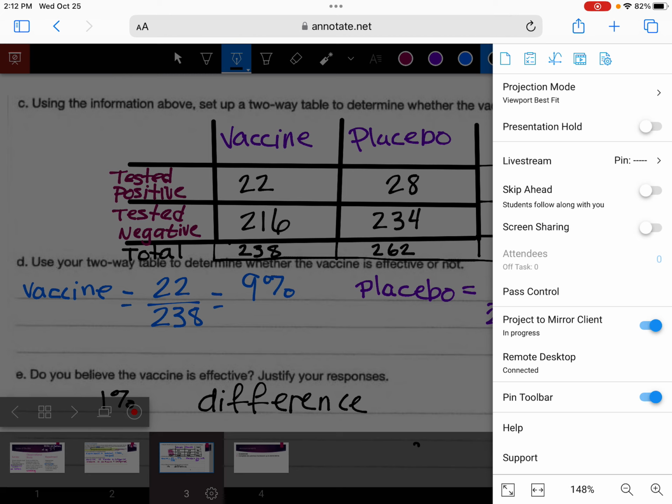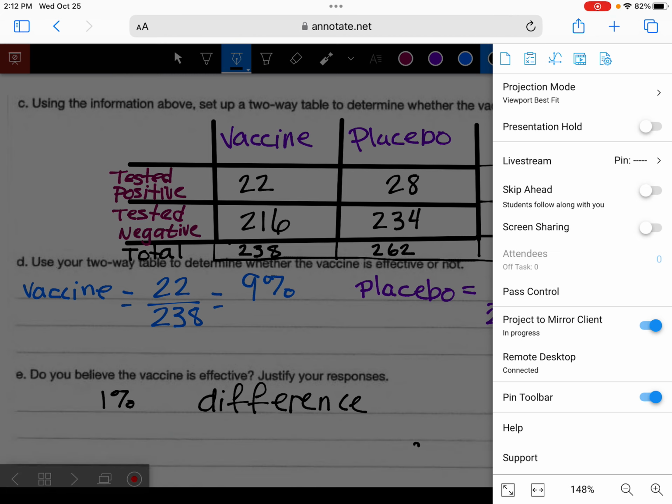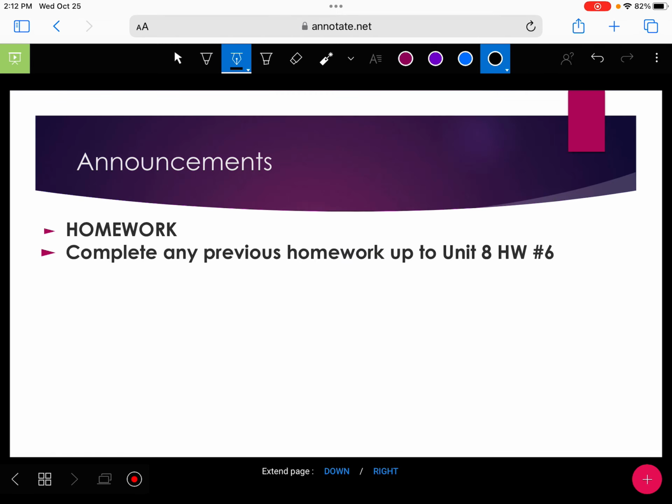Okay? So when you're forming opinions, you gotta include the data to back it up. That's why I'm not actually putting if I believe it's effective or not on the screen. You gotta write it. You gotta have your data to back it up. It's good practice for it. Okay?